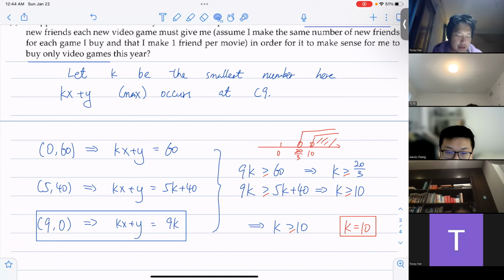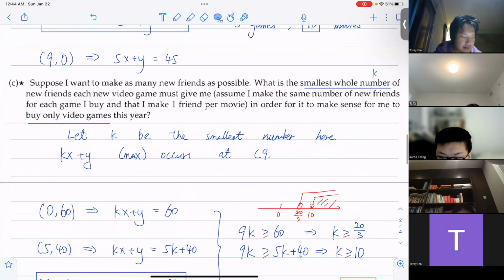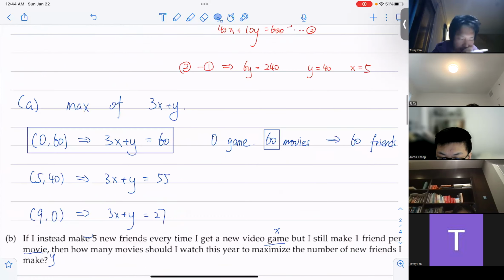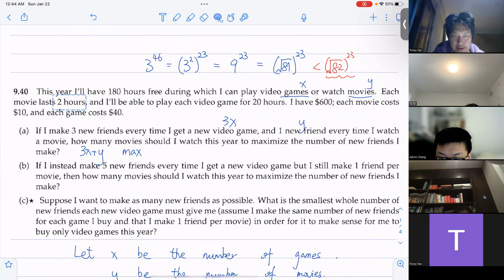And then in the end, if you look at 10, this number, it should make perfect sense, because think about this. Let's go back to the question again. Each movie is 2 hours, right? So if a movie can give you 1 friend from 2 hours, then for 20 hours, equivalently, this game should give you 10 friends, right? In order just to balance out. Yeah, so that's why in the end we see 10. So it should make sense, I think.